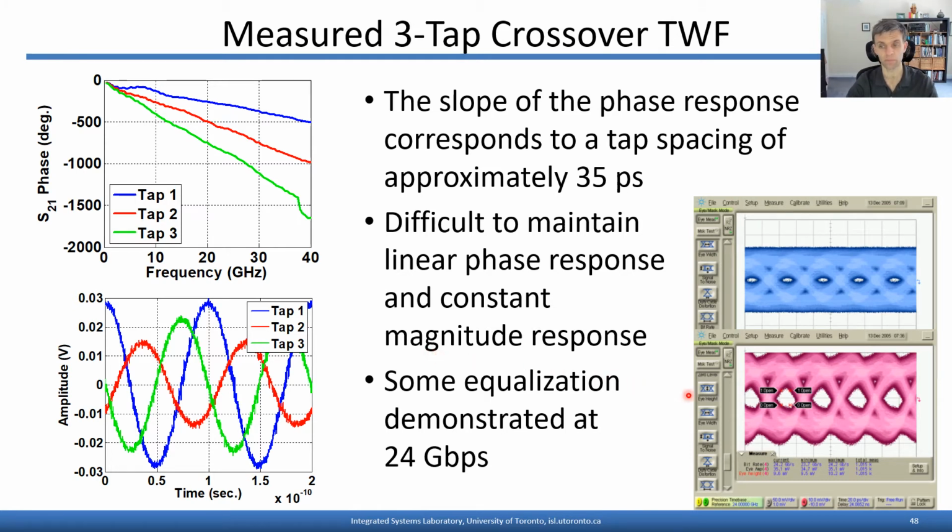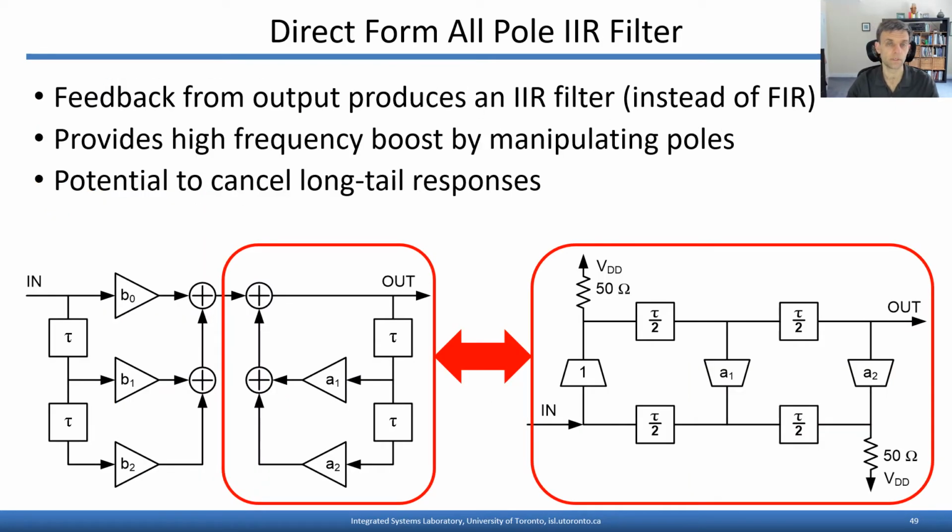In the follow-up paper in Journal Solid State Circuits for this work, you see here some eye diagrams demonstrating some equalization at 24 gigabits per second. Again, at the time in 90 nanometer CMOS, that was quite high speed. So we were then interested in looking at whether delay circuits and circuit architectures like this could be used for other types of analog signal processing that would be useful.